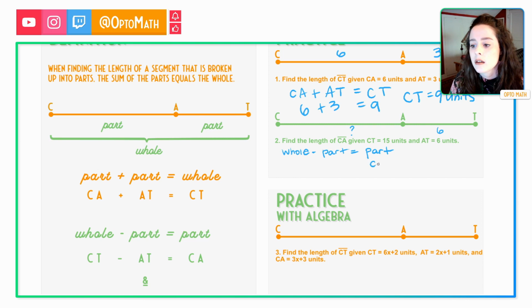So this is CA. The other part is AT. And our whole is CT, which is 15. So I'll go ahead and write the letters like the other ones. So now let's substitute. CT is 15.